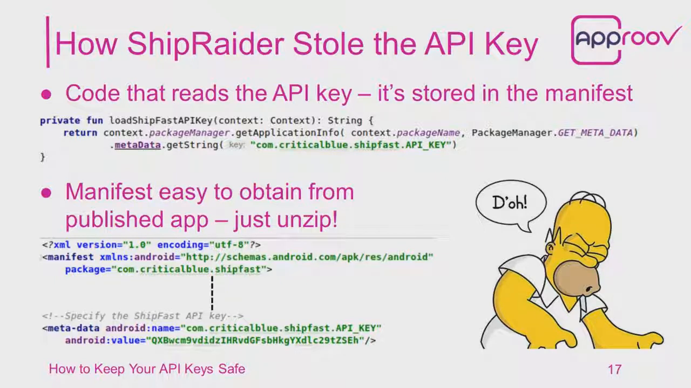So it's a convenient place to put it, except of course that the manifest is trivially easy to see. You just take the published app, you unzip it, you run some tools to see the original version of the manifest, and then you have the manifest directly in clear text. So it's providing very, very little defense. That's really not good practice.